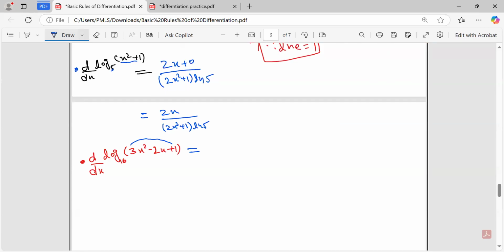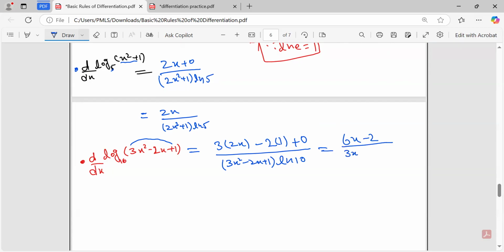So the derivative of 3x², we know, is 3 times, when we apply the power rule on x², 2x, minus the derivative of 2x, which is 2 times 1. The derivative of a constant is 0, divided by the function 3x² minus 2x plus 1 times ln of 10. So in this way, what will be the answer? It will be (6x minus 2) divided by (3x² minus 2x plus 1) times ln of 10. This is the final answer.